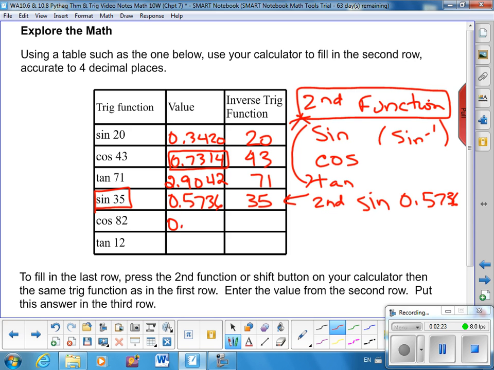Okay, so try the rest of them. I'll just write down the answers so you can double check what you were doing. You'll notice the first and the third columns have the same answer. So all you're doing is figuring out the value of the ratio and then taking the ratio and figuring out the angle, so going backwards. All right, so we often use inverse functions in math because subtraction undoes addition, division undoes multiplication, and squaring and square roots are inverse operations.